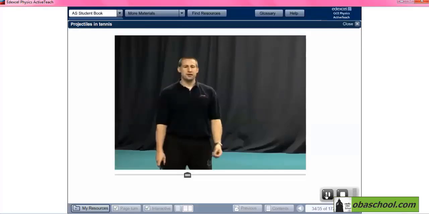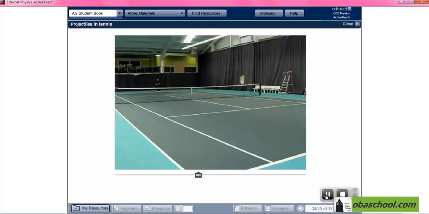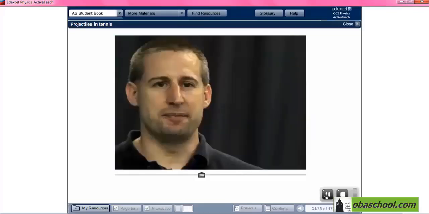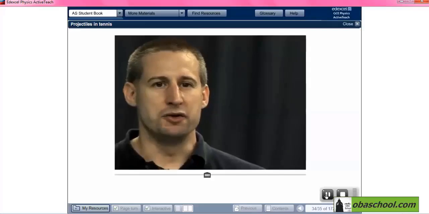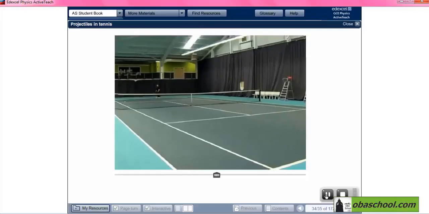When these two independent movements are put together, you get parabolic motion. Both the vertical and the horizontal motion are independent but occurring at the same time. And when you put those together, you get what's called this parabolic flight path. We have a nice gentle arc.